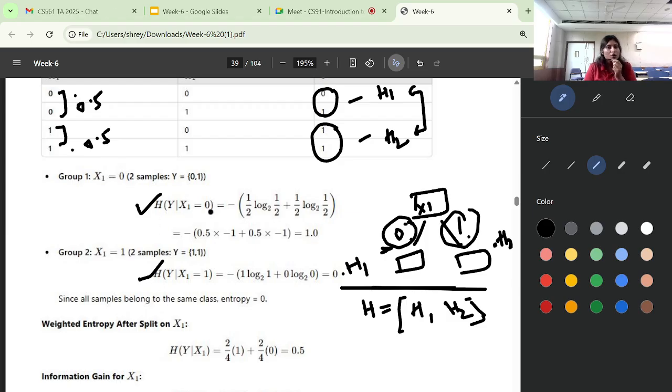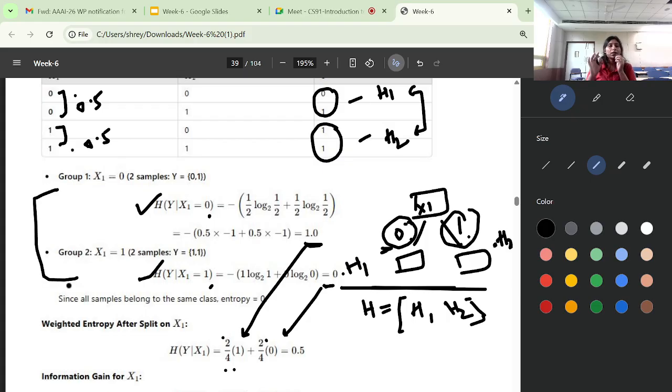So this and this, because it is based on this x1 value, so how many values are 0, how many values are 1? So 2 out of 4 values are 0. That's why it is 2 by 4. 2 out of 4 values are 1. It means it is 2 by 4. So this is 1, this is 0, this I have put here.